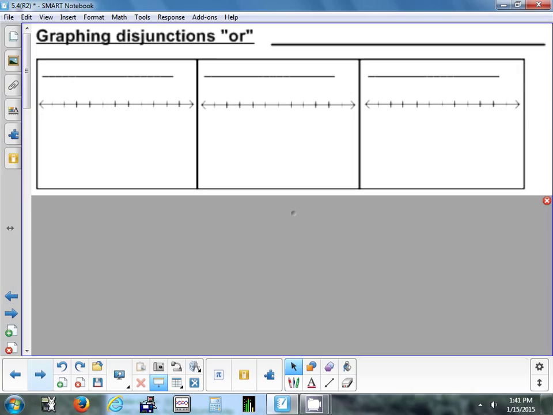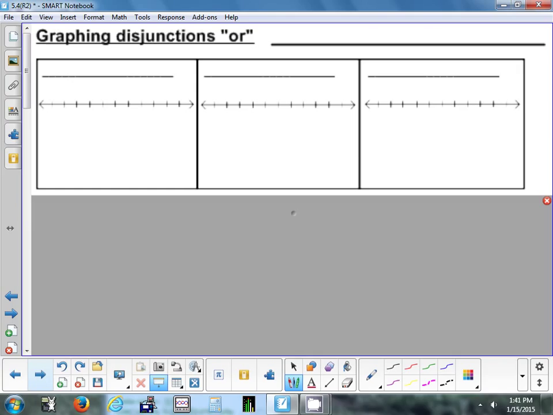Like we talked about, when you graph your ands and your ors, we're going to talk about the ors first. There are going to be 3 different scenarios you can have when you're graphing an and or an or, as far as the way the lines go when you're graphing.